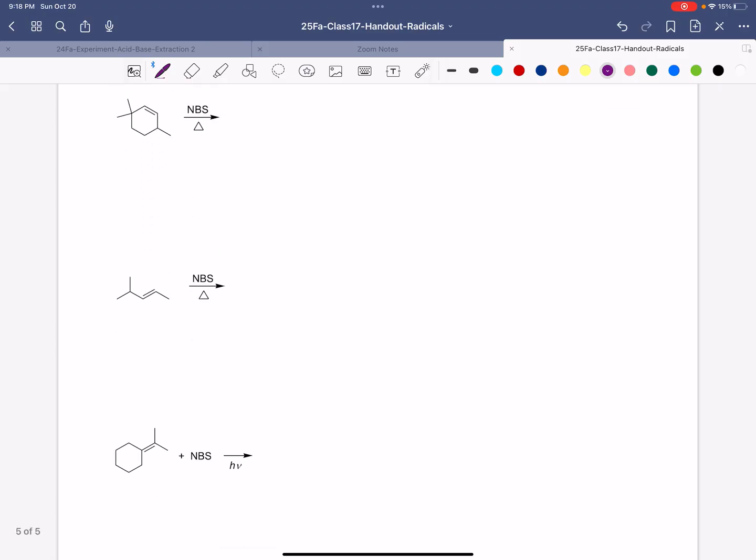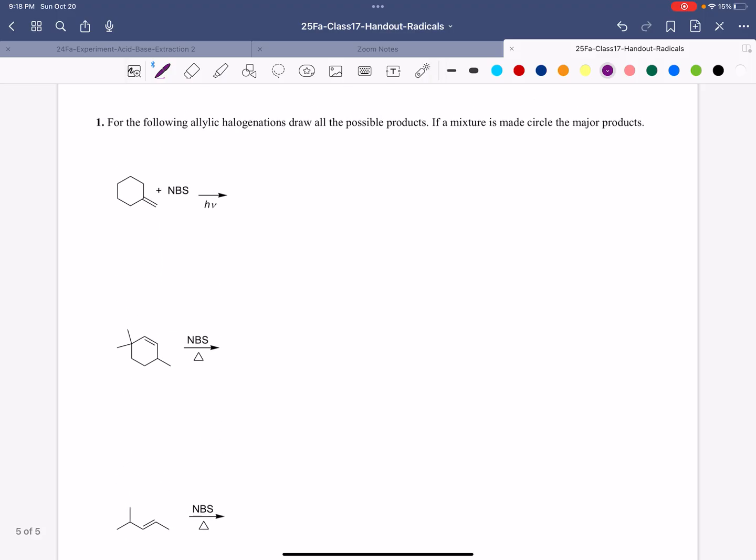All of these use NBS. That's the only way that I want us to do an allylic halogenation reaction. Let me do, okay, I'm going to do this a little bit fast, at least the first 2. And then I'll slow down for the last 2, which are a little bit trickier.